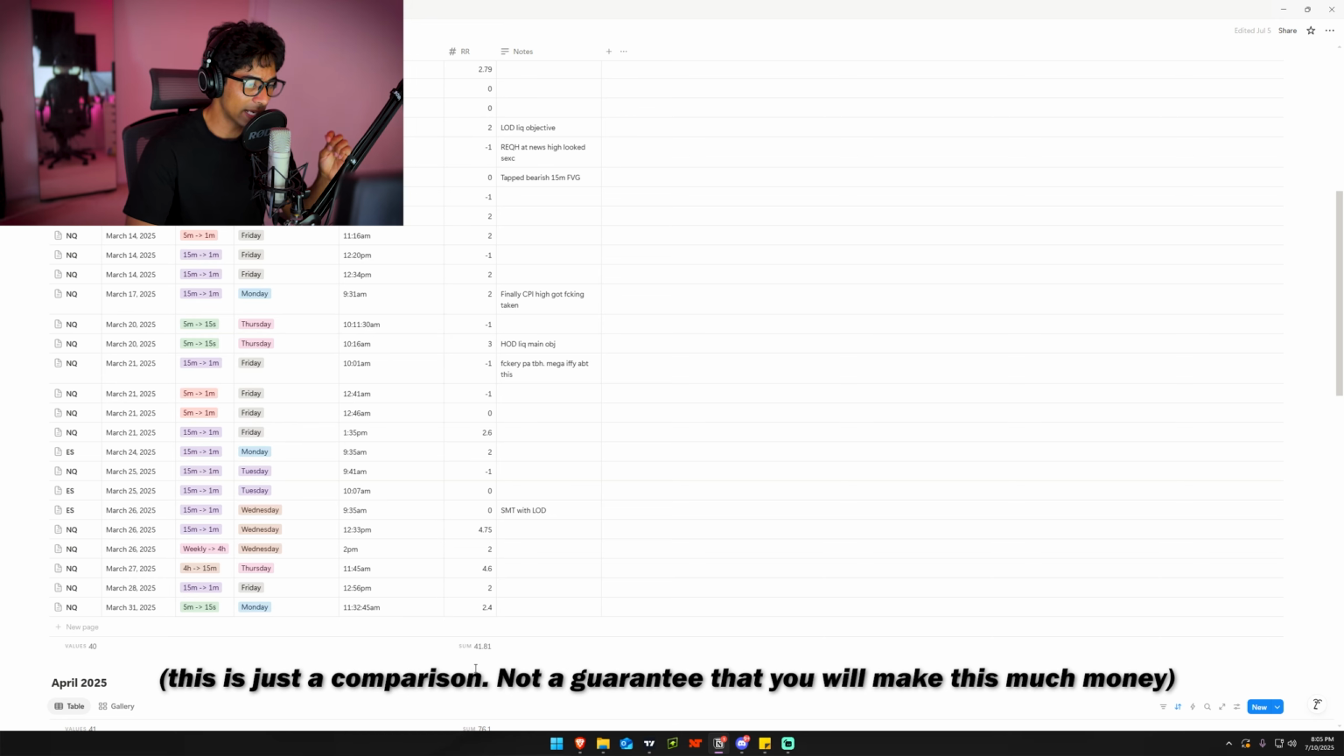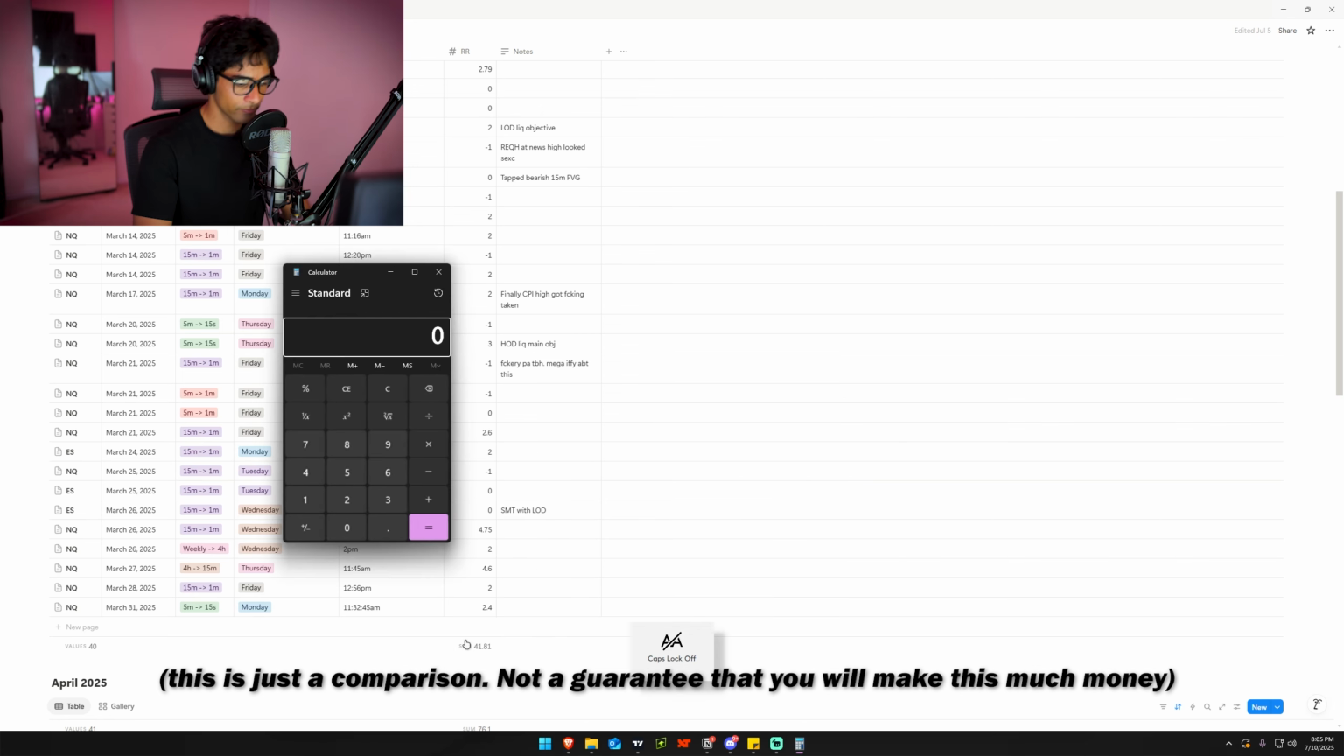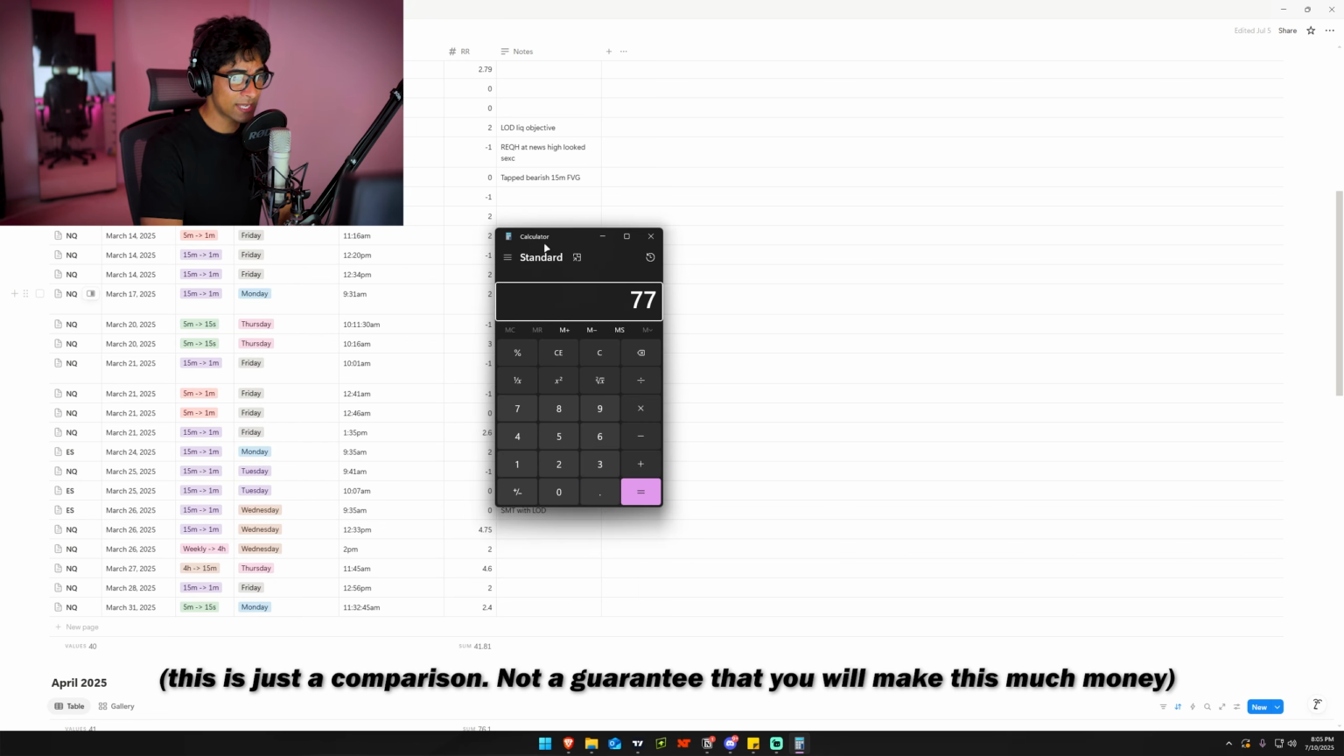March alone resulted in 41R, and if you're trading a 50K funded account risking $250 per trade, let's do the calculation. 41 times 250, you would have made over $10,000 in that month alone. And now April, 77 times 250, you would have made $19,250, almost $20,000, risking $250. Now let's say you only capture half of that, which is being conservative. You're gonna capture 58R. Still, that is over $14,000, and that's only risking pocket change.